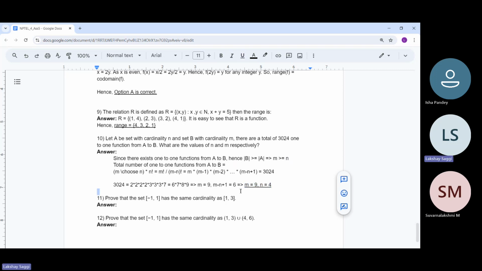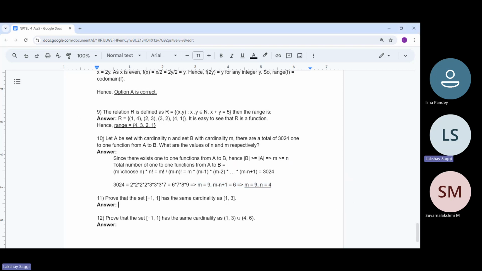Okay, so I hope this made a bit of sense. Why did we do this? We just wanted to write 3024 as a product of some consecutive integers, and from that we were able to obtain the values of m and n. So yeah.